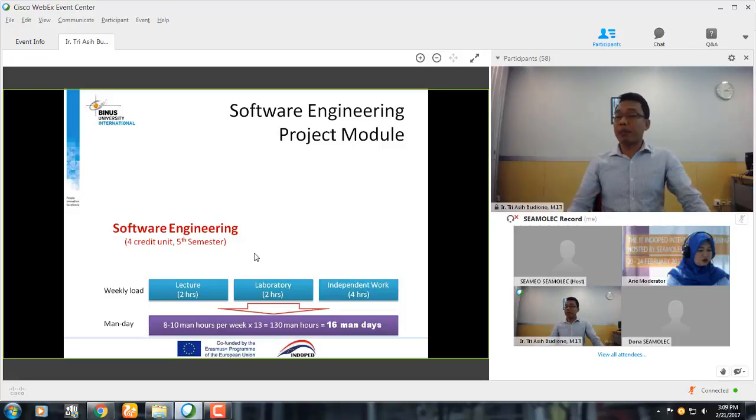Now, since in the project module the student will not study in the classroom, but instead will study at the company side, we need to make the equivalent man days or working days for the student. So the 8 hours weekly load means, by the calculation on the slide, 16 man days. This fits very well with our semester, since our semester runs for 16 weeks. It means that the student joining this project module will be spending 1 day per week at the company site.